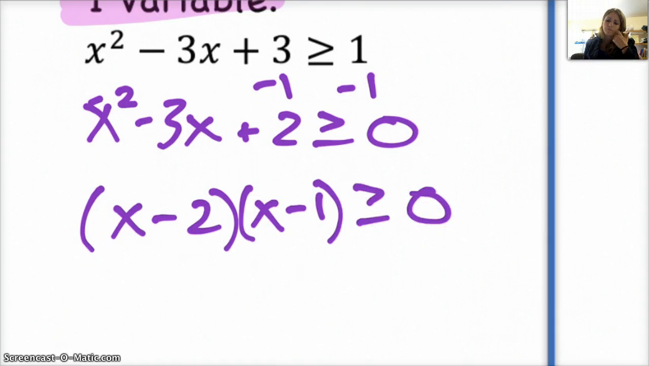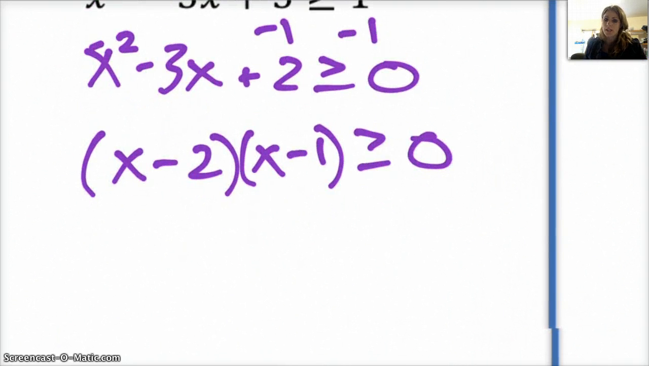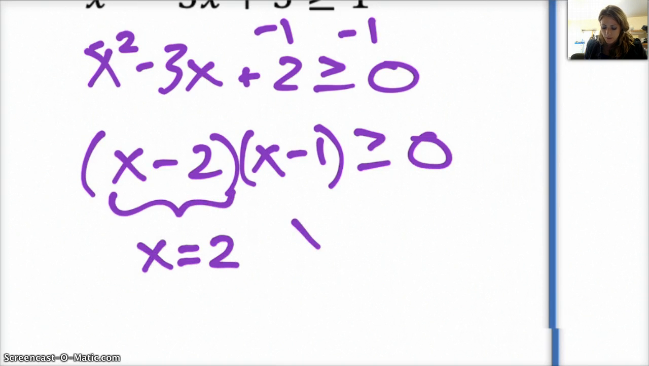Then we need to figure out what the actual solutions are. What helps is if you make a number line. Typically we would take this and set it equal to 0, x equals 2 and x equals 1. But the problem is we don't have an equal sign here, so it doesn't work exactly the same way. Those are our critical points, and we need those points, but we can't just say x equals 2 and x equals 1.